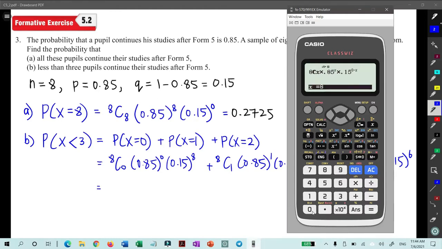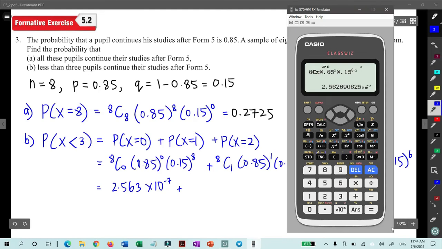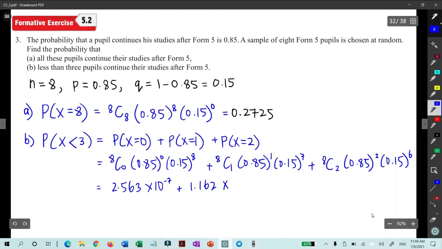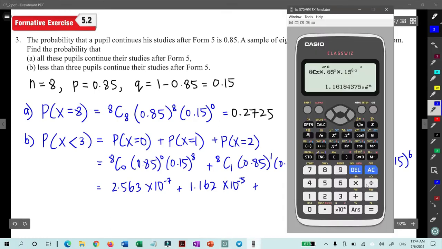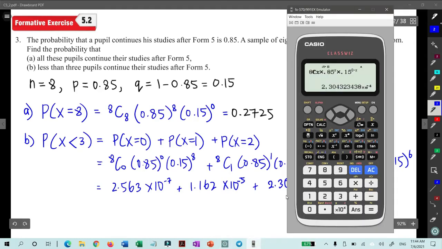Okay, so when x is equal to 0, we get 2.563 times 10 to the power of negative 7, plus, when x is equal to 1, the answer is 1.162 times 10 to the power of negative 5, plus, when x is equal to 2, the answer is 2.304 times 10 to the power of negative 4.